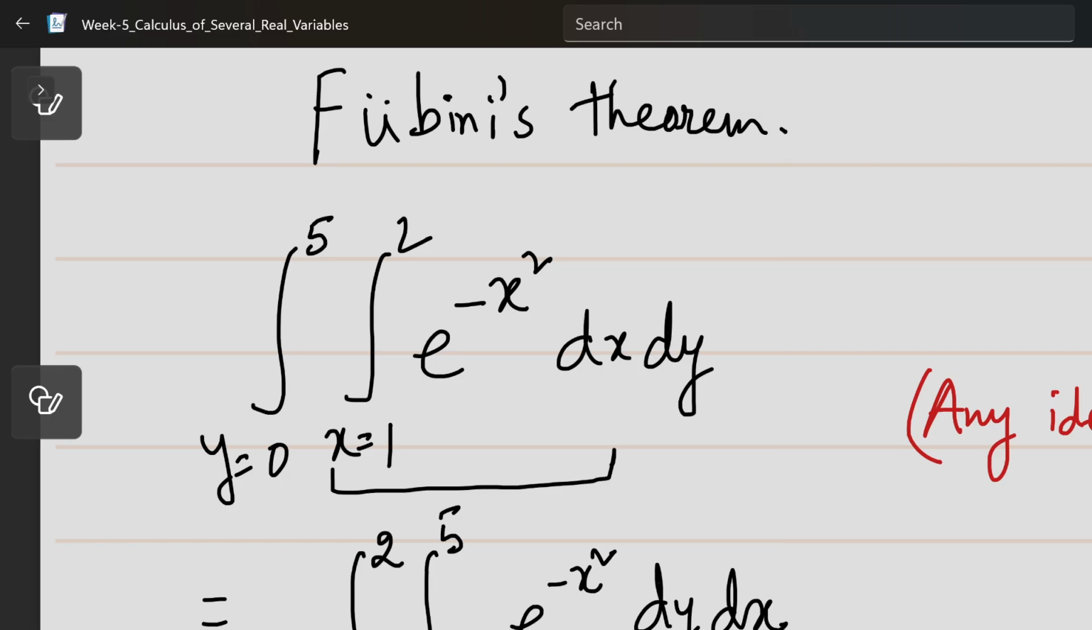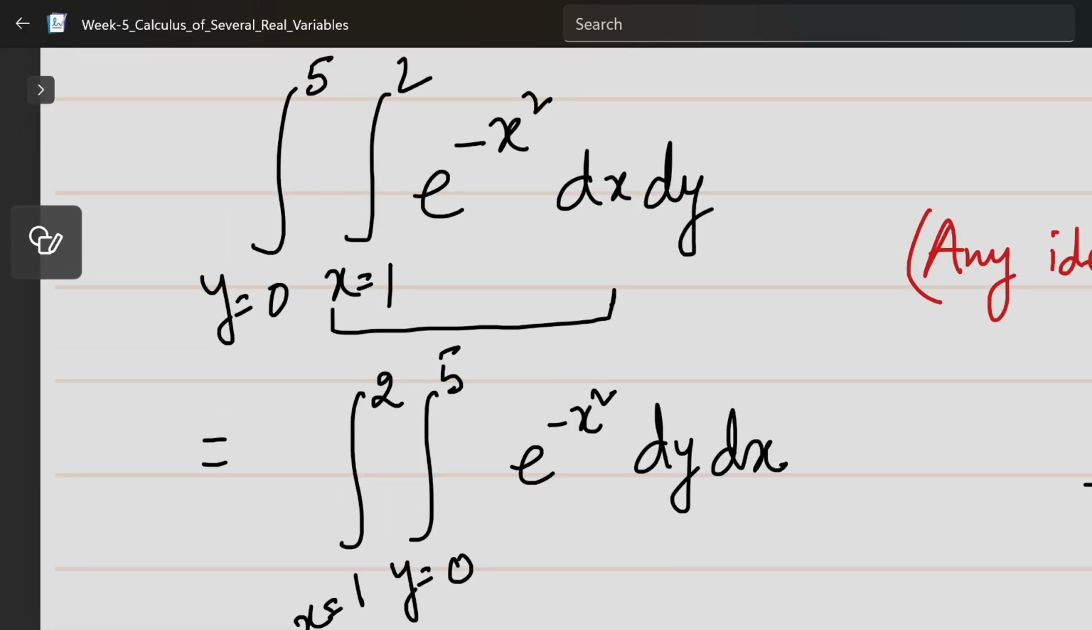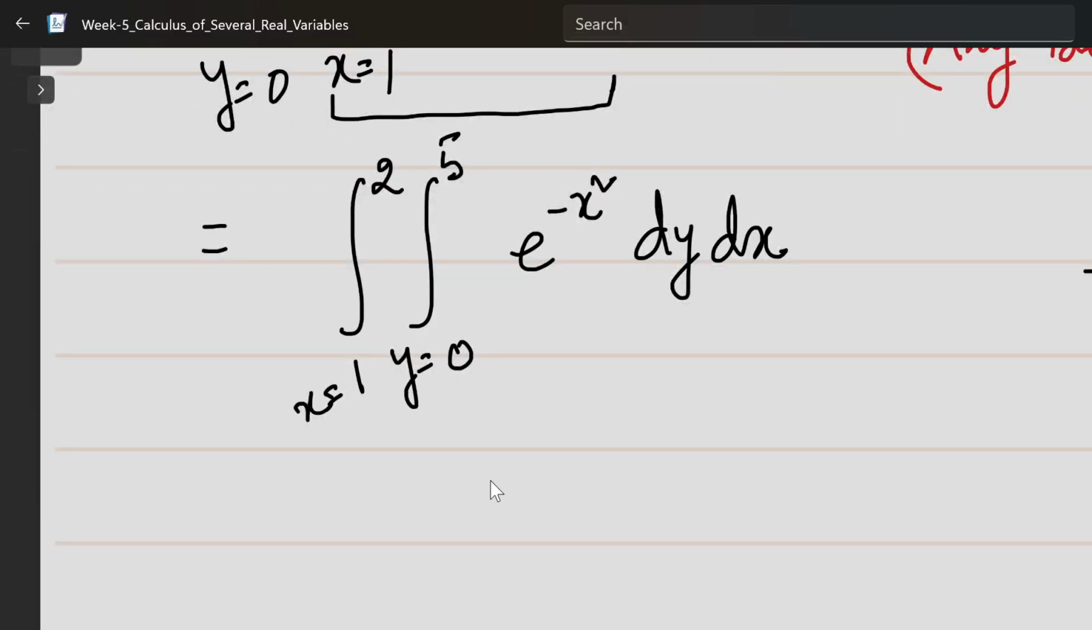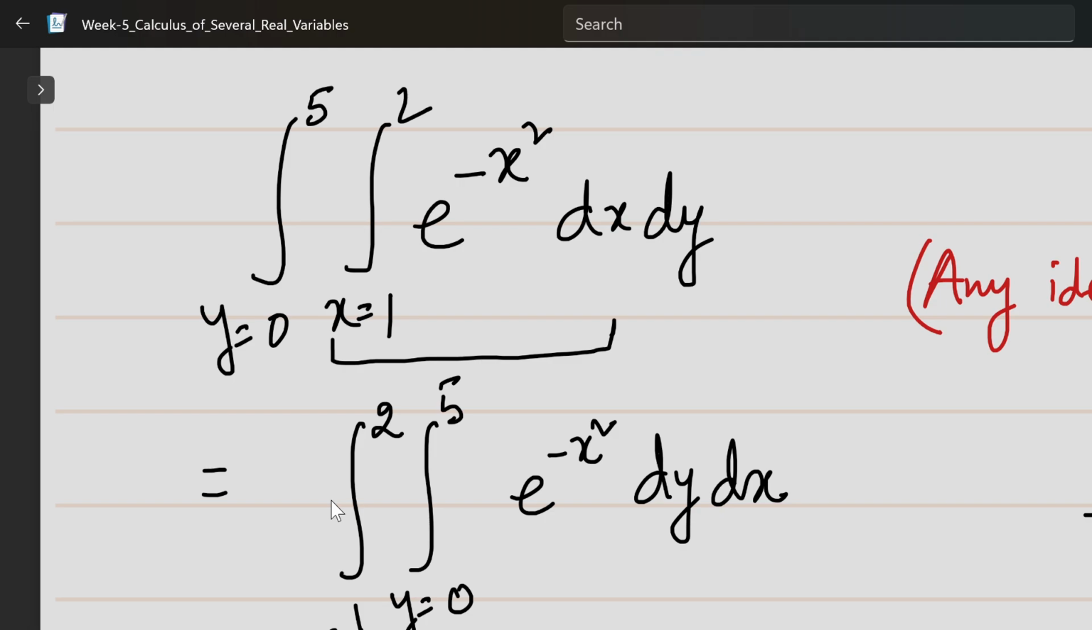Because it's a rectangular region, if you change the order of integration, the region remains the same. In other words, the limits of the integrals remain the same. So you can easily solve this, because x equals 1 to 2. Suppose my 5 is not there, 5 is x, because if 5 comes, then it is not possible. So suppose it is x. So what you will get is some x into e power minus x squared dx, right?